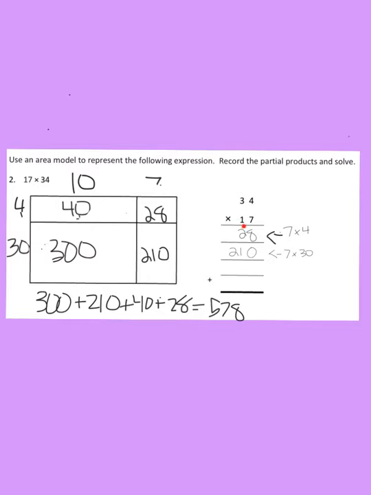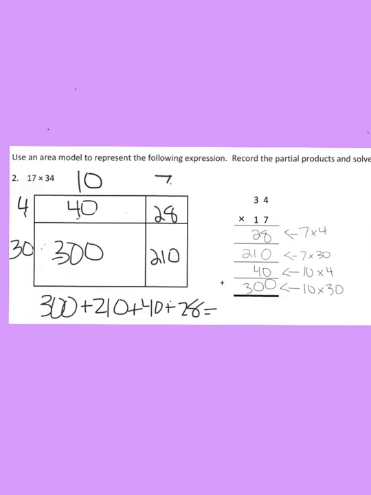Now this is 10 because we already used the 7 and we broke 17 down to 10 and 7. So now we're multiplying by our 10 throughout. So we're going to do 10 times 4 and also 10 times 30. Now we've completed all our partial products and we're just going to add up all of these answers. So we got 8 here, then we have 4, 5, 6, 7 here, and we have 3, 4, 5 there. So we get 578 as an answer.